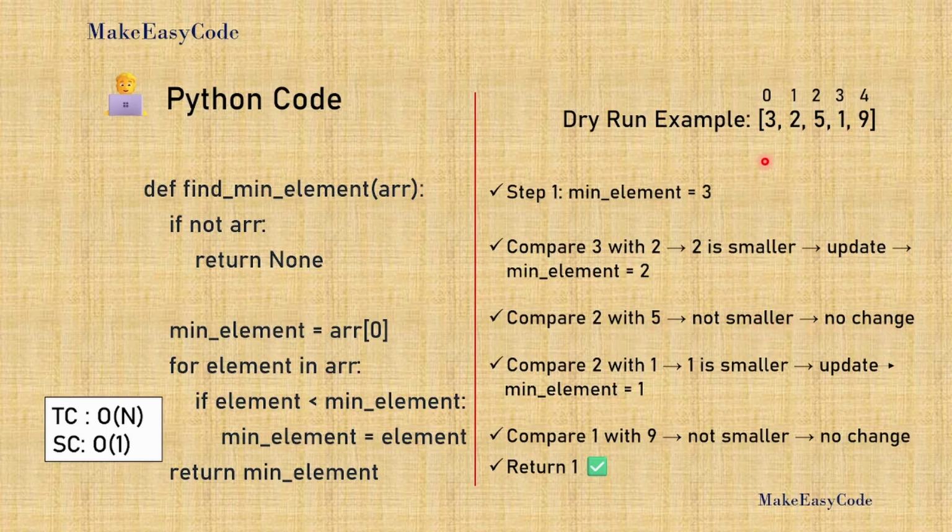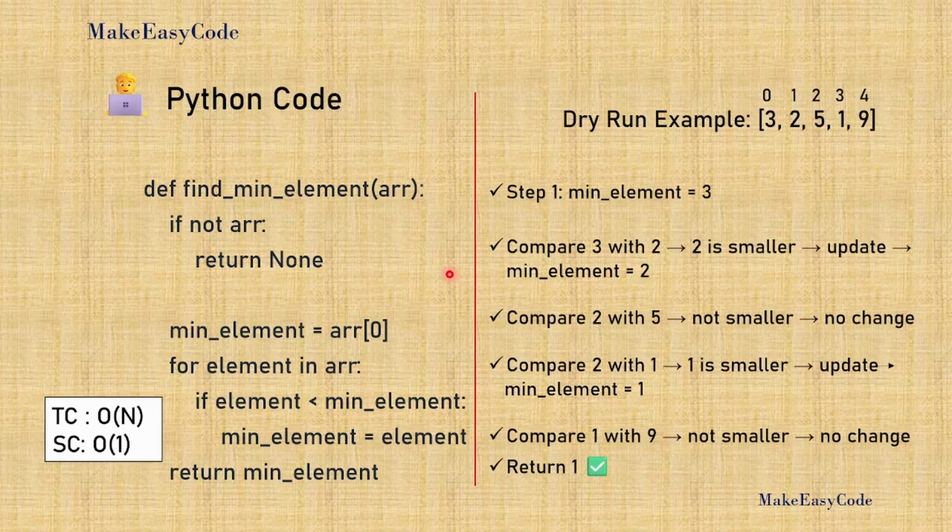Again, I'll compare 2 with 1. Okay, so 1 is smaller. So I updated the min element to 1. Now again I'll compare 1 with 9, which means index 3 with index 4. Here we can clearly see 9 is not smaller than 1, so there is no change in the min element. So it will return 1 as the output.